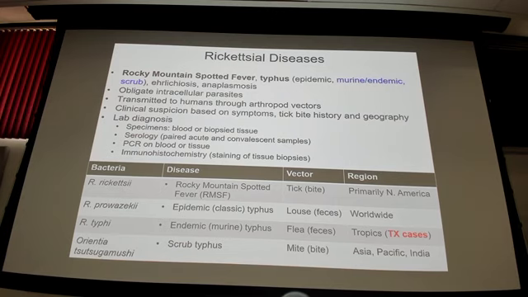They have arthropod transmission. They also cause rashes, and they infect endothelial cells. So a lot of the presentation that we're talking about is associated with vascular damage as they're infecting blood vessels. So we'll talk about that. That's a common feature.